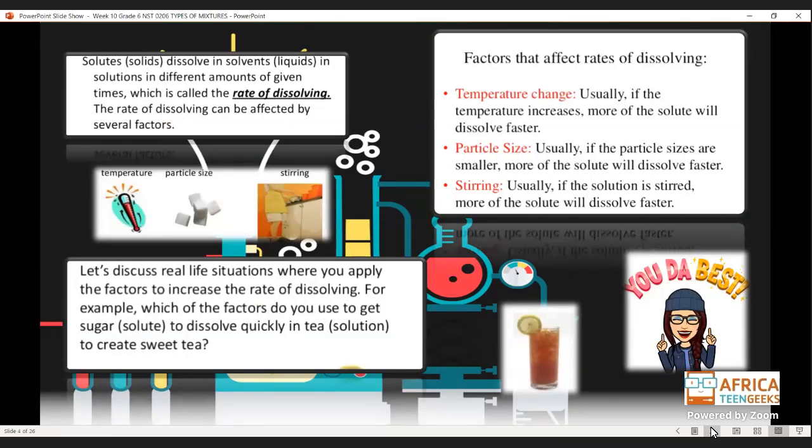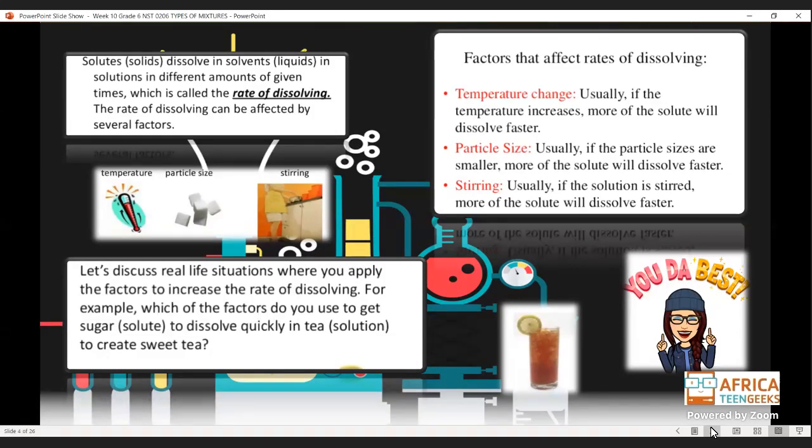Right. So what we learned yesterday was about rates of dissolving. There were a few factors that affected the rates of dissolving: the temperature, the particle size, and your agitation or your stirring. Now solutes are your solids and solvents are your liquids. In solutions, if you dissolve different amounts at different times, that is what we call the rate of dissolving. I have three little images there showing you the different rates of dissolving with the temperature, the particle size, and the stirring.